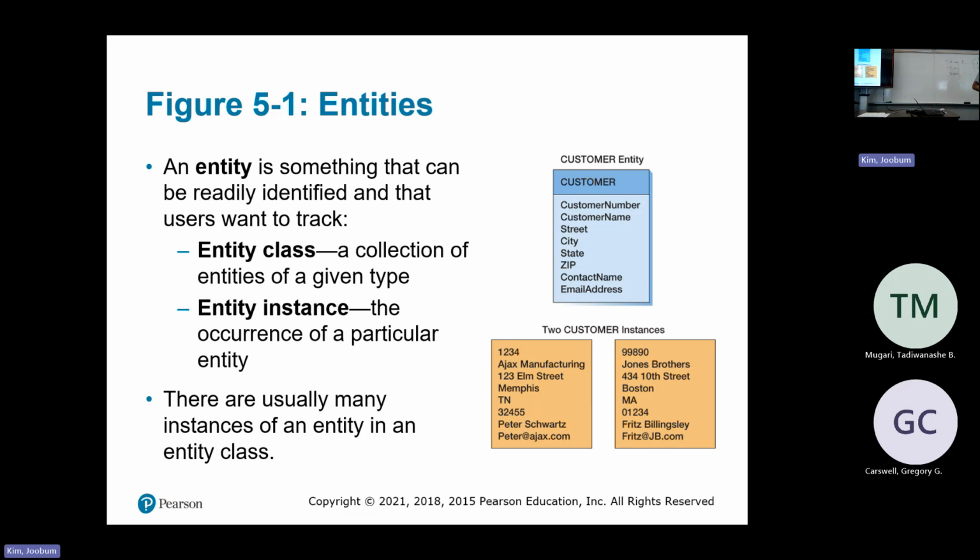And what is an entity? An entity is something or a thing identified, and they usually want to keep track of its data. Terminology: there are two sub-terms, entity class and entity instance. What is a class and an instance? If you take the Java class or the Python class, key value is a kind of data structure, like a dictionary.